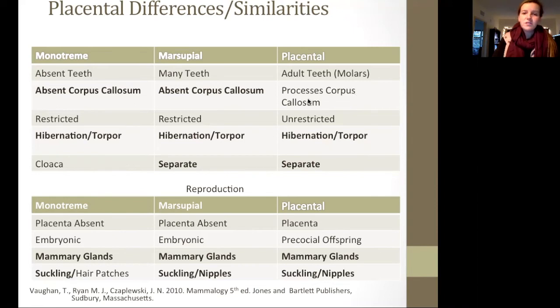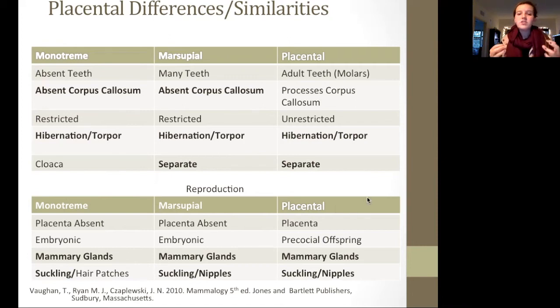They possess this corpus callosum, a hemispheric structure that is absent in the marsupials and the monotremes. As far as where they are located, they're unrestricted. As we saw with marsupials, they were very isolated to various areas, and, of course, so were the monotremes. We'll look at more of this in a moment as well. They do undergo hibernation and torpor, which, as we saw across the board earlier, is true for the other subclasses as well. They do have a separate opening, unlike the cloaca, so they have separate openings for defecation and urination. In terms of reproduction, they have this placenta.